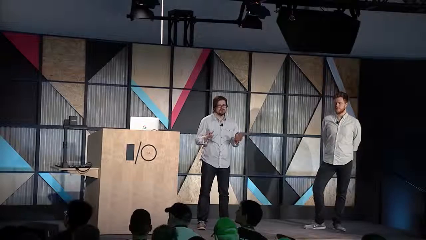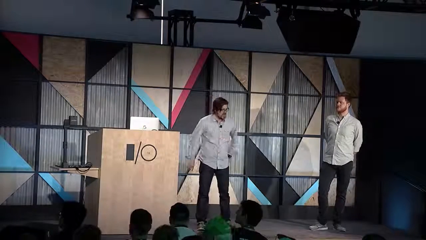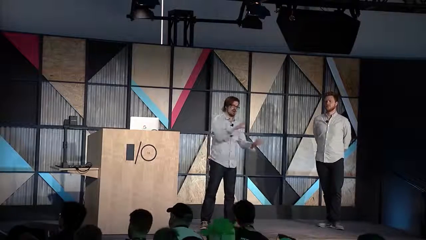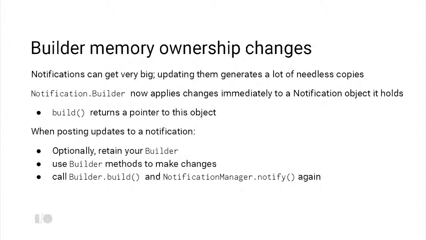Let's see, other stuff you want to know about. If you use Builder, and if you're not using Builder, we have to have another conversation because setLatestEventInfo doesn't work anymore. If you're using Builder, we've changed a little bit how the memory works. It used to be that whenever you called build, it would construct a new notification object that was a snapshot of its state and hand that off to you. Now it actually retains that object internally and just gives you a pointer.